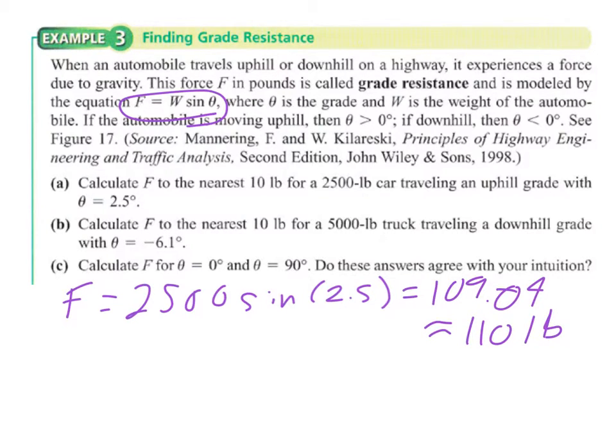And it might seem funny to round to the nearest 10 pounds, but if you think of it, the 2,500 pound car is probably an approximation in the first place. Plus you got people and things in there, so rounding to the nearest 10 pounds seems appropriate. So 110 pounds of force for that vehicle.